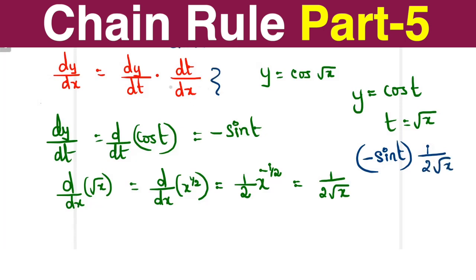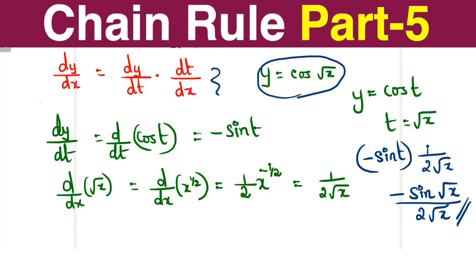Applying this particular formula, writing it in products. So let's simplify. This is going to be minus sine of, replace the t with the actual value, which is root x, divided by 2 root x. So this is the final value of differentiation of cos of root x.